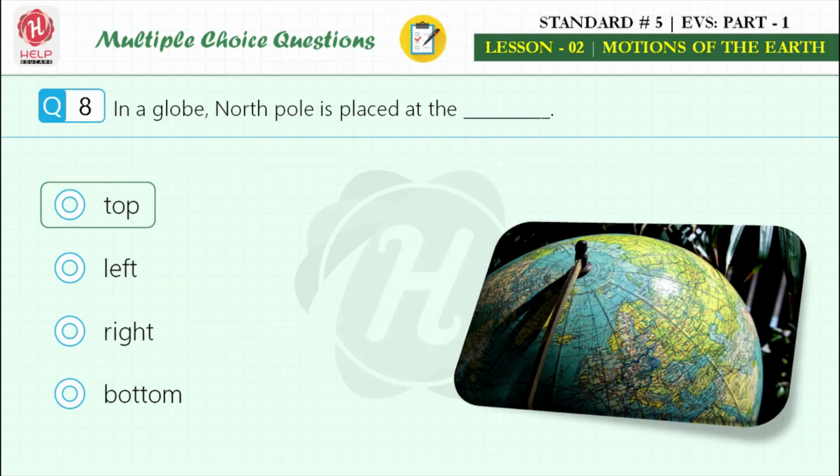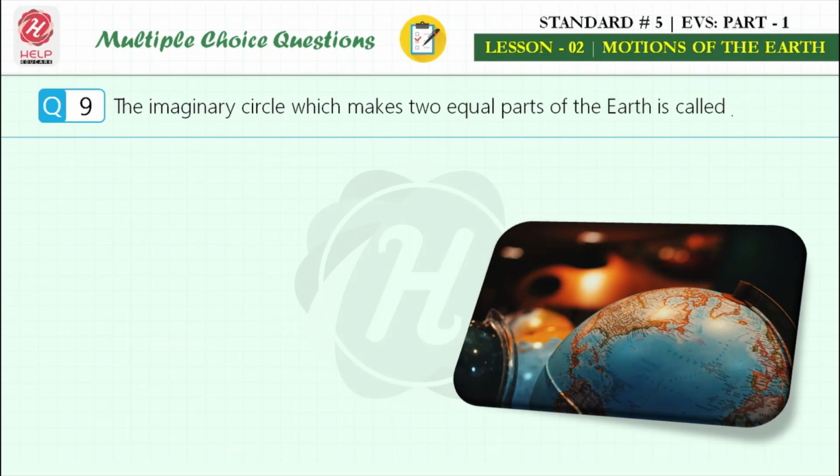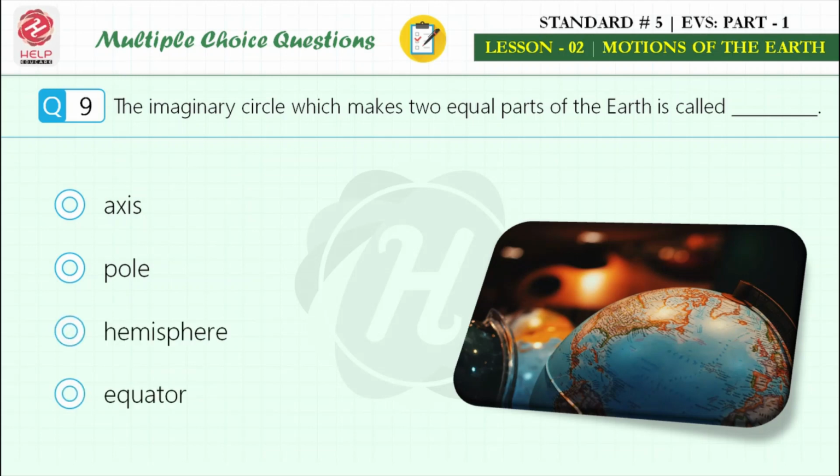Correct answer is top. Question number 9. The imaginary circle, which makes two equal parts of the Earth, is called dash. First option, axis. Second option, pole. Third option, hemisphere. Fourth option, equator.